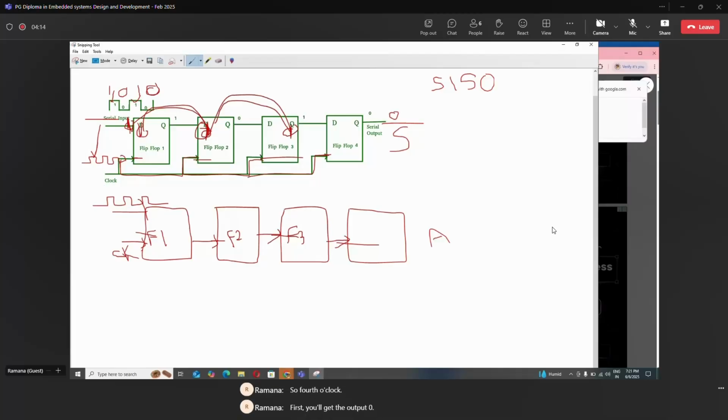You will get the output 0. On the fifth clock pulse, you will get the 1. On the sixth clock pulse, you will get the 0. And on the seventh clock pulse only, you will get the output entirely. Your output will come one by one. So that is called serial in, serial out. Next we'll see the serial in, parallel out.